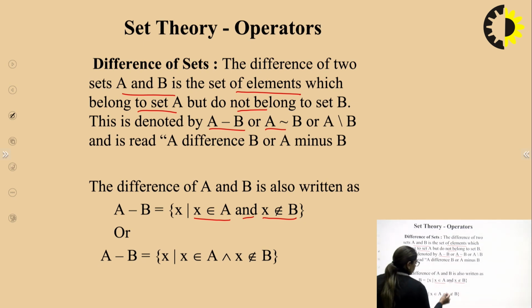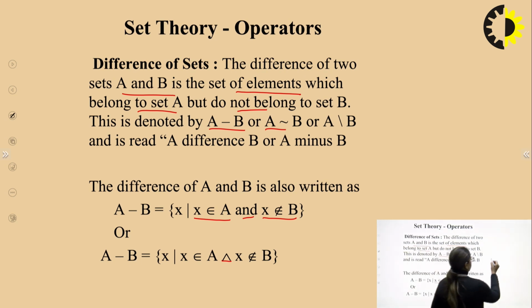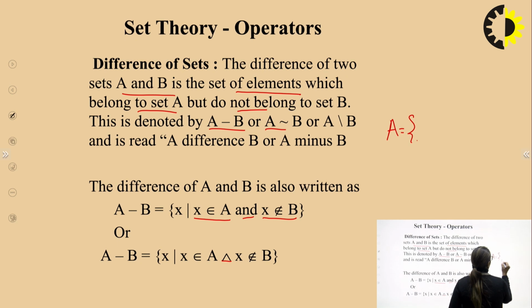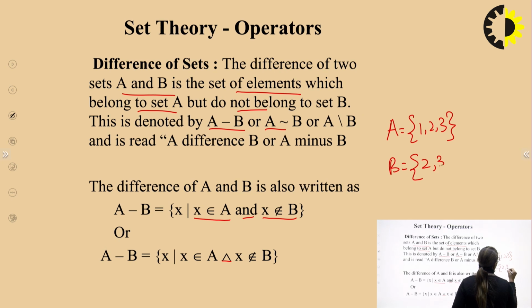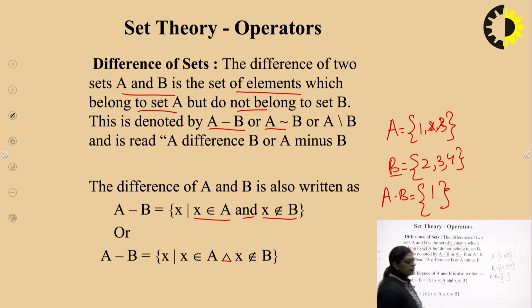Or this AND symbol can be replaced by the word AND. Now we can see the example. If A is equal to {1, 2, 3} and B is equal to {2, 3, 4}, let's suppose, then A minus B, right? We have to subtract all the B elements from here, like 2 and 3 will not come, only 1 will come, right? A minus B is {1}. All the elements of A that are not in B, A minus B is there, right?